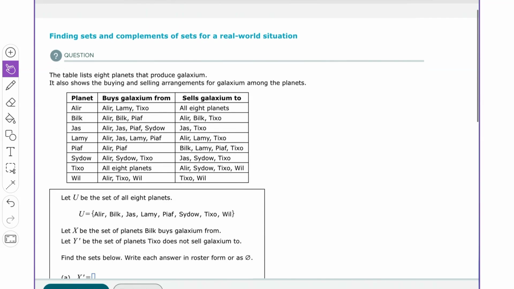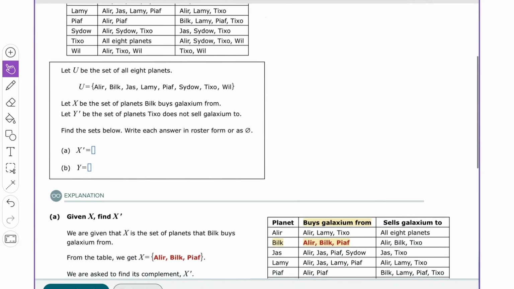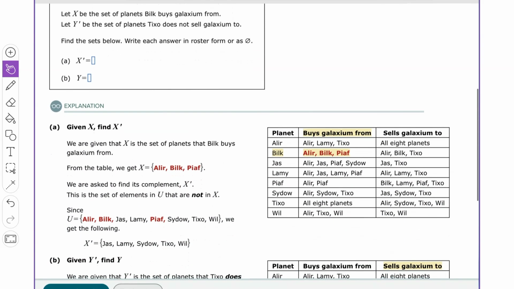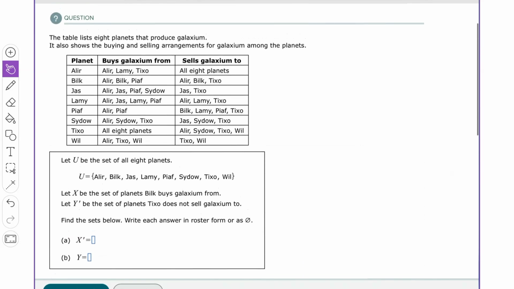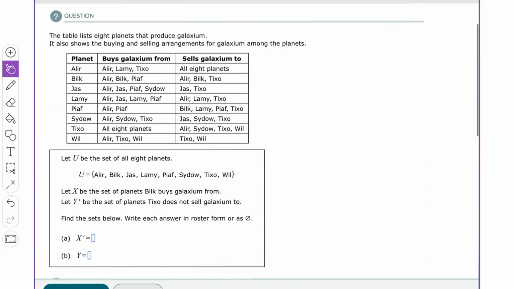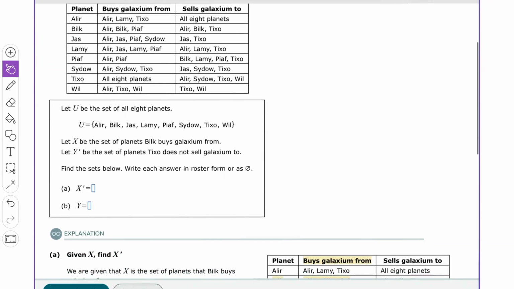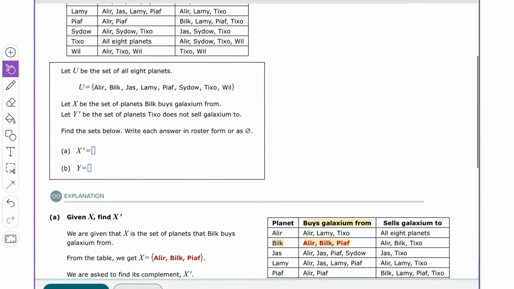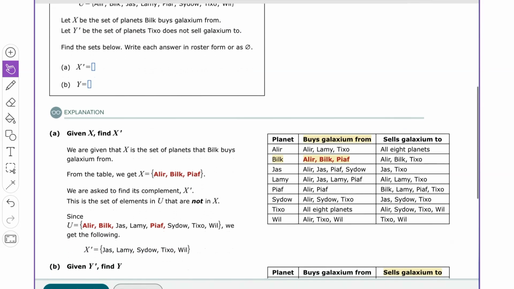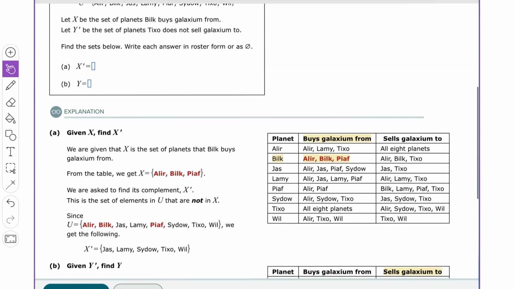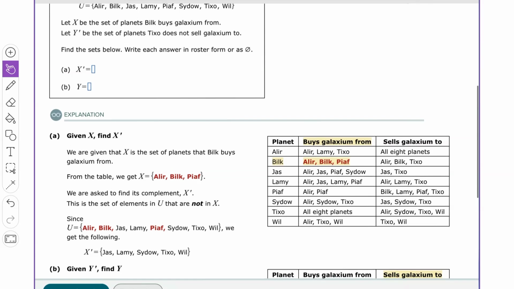So let's look at the explanation. If we are given X, in this one, we are given X. Let X be the set of the planets Bilk buys Galaxium from. So we are given X is the set of planets that Bilk buys from, right? So you highlight, or you can circle, or whatever you want to do. You can write them down. And then we are asked to find its complement, right?